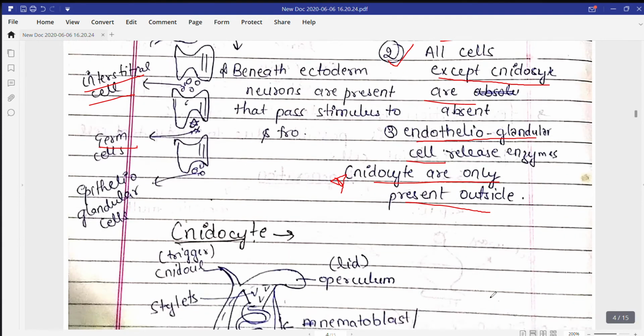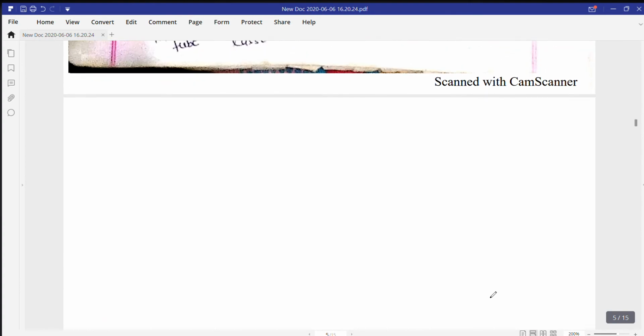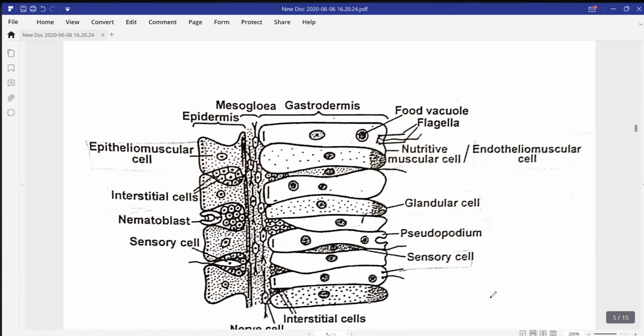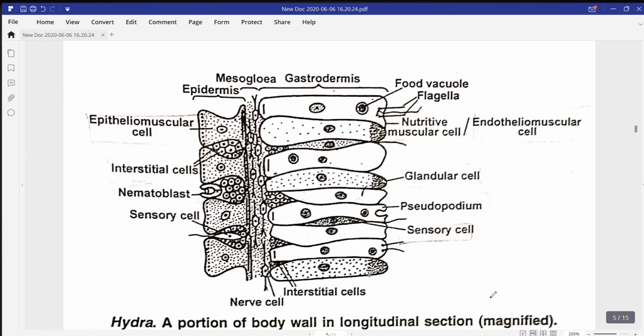I'm going to show you the picture of this. As you can see, this is the epidermis, the outer layer, and this is the inner layer, the gastrodermis or endodermis. In between these two there is a gel-like substance that we call mesoglea, which contains nerve cells.